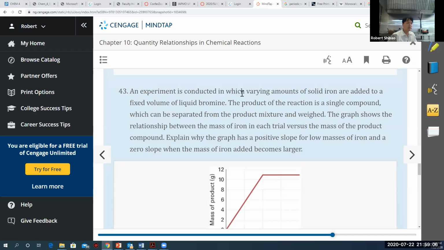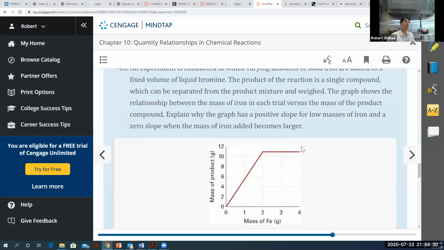(43) An experiment is conducted in which varying amounts of solid iron are added to a fixed volume of liquid bromine. The product of the reaction is a single compound, which can be separated from the product mixture and weighed. The graph shows the relationship between the mass of iron in each trial versus the mass of product compound. Explain why the graph has a positive slope for low mass of iron and a 0 slope for the large mass of iron.